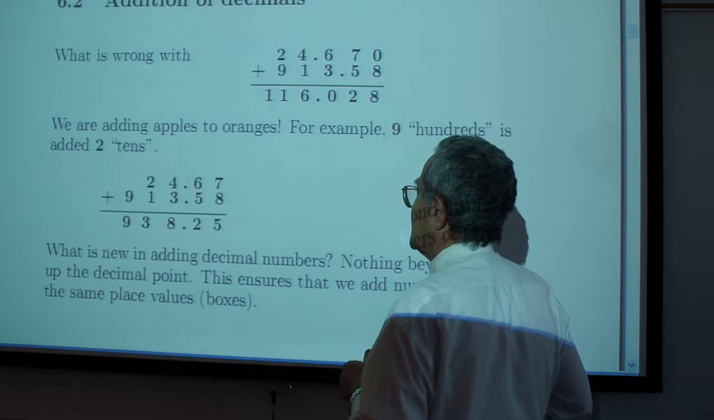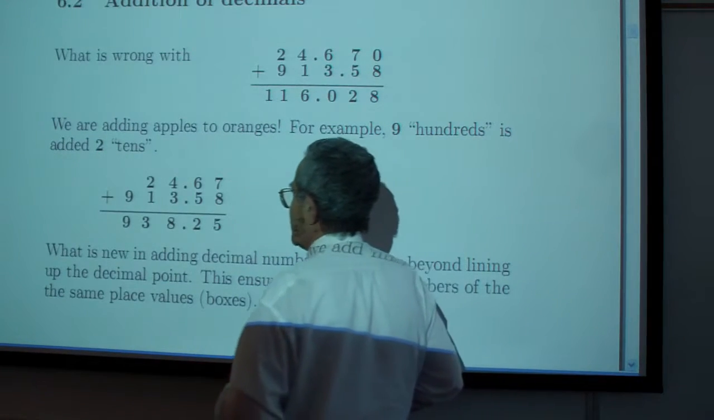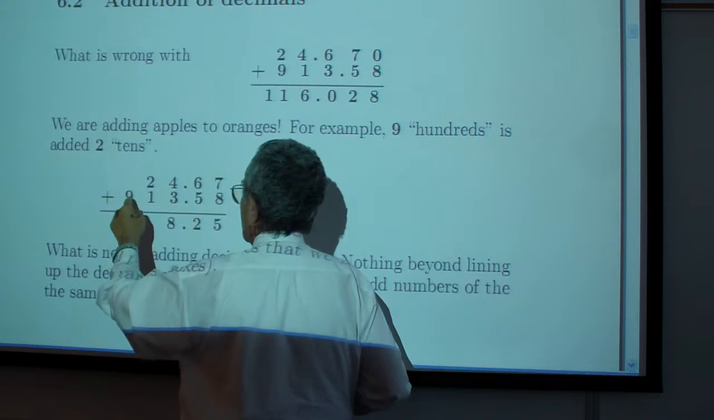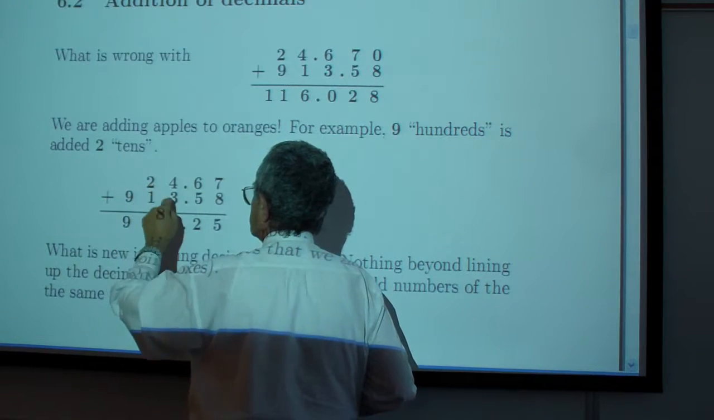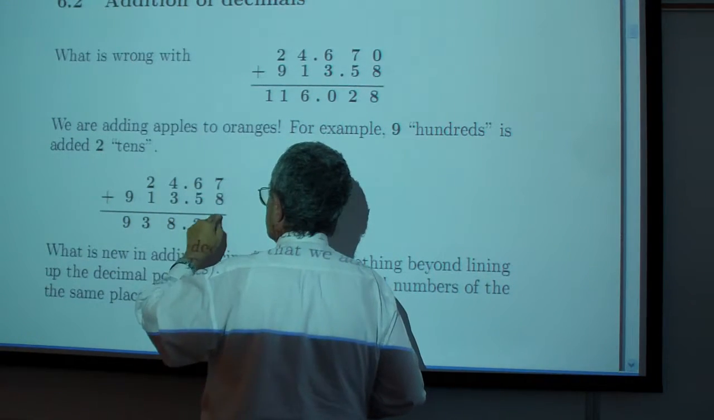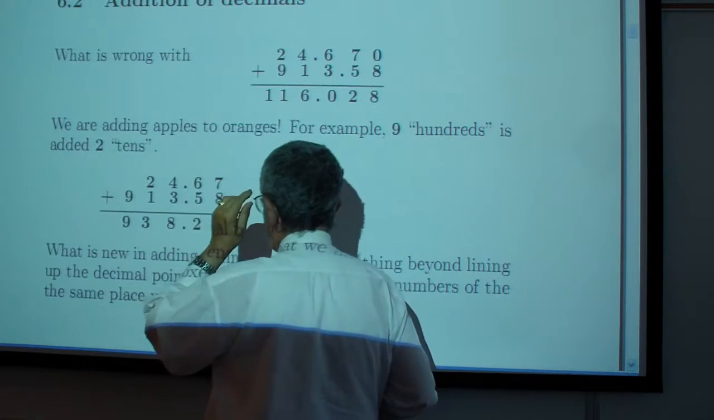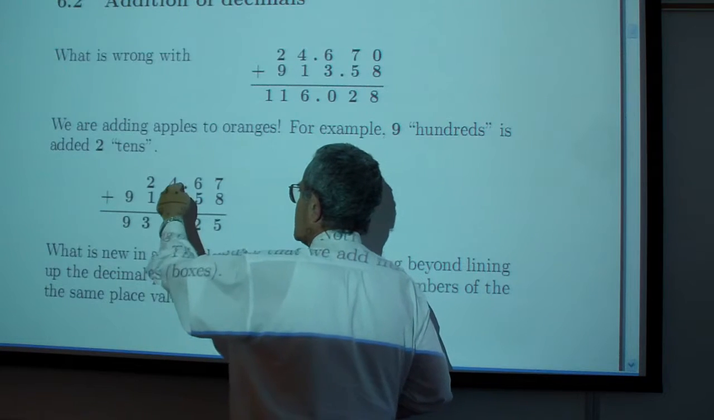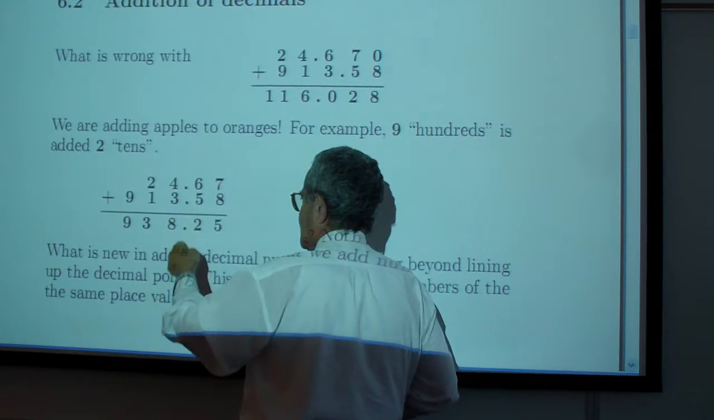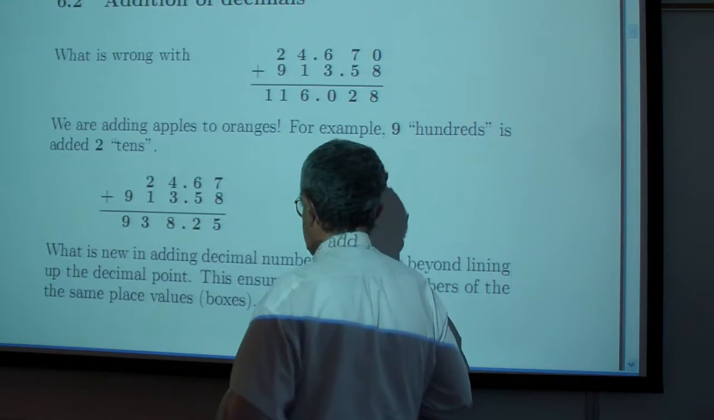What we should have done is line up the decimal point. That guarantees that we add 100 to 100, 10 to 10, 1 to 1, tenths to tenths, hundredths to hundredths. So when you add this, add as if you did not have a decimal point, and just reproduce a decimal point in the same vertical position.